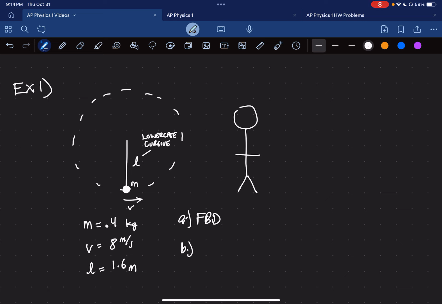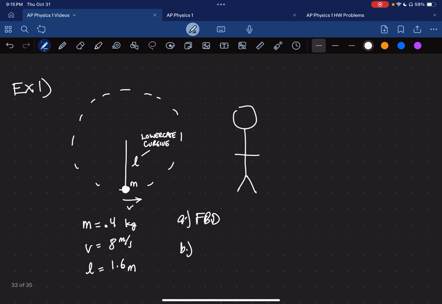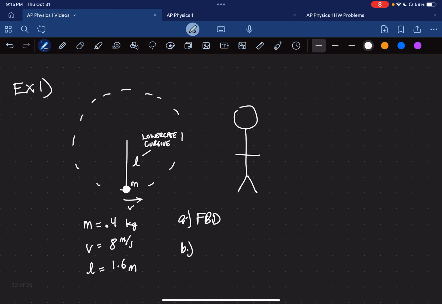Okay, the ball has a mass of 0.4 kilograms. At this location, at the bottom of this path, the speed of the ball is 8 meters per second, and the length of this string is 1.6 meters. For the length, we'll use a cursive lowercase l. And the first thing we want to do here is draw a free body diagram for the ball at this location. I would encourage you to take a moment and pause the video and draw what you think it looks like, and then compare it with the video when you're ready.